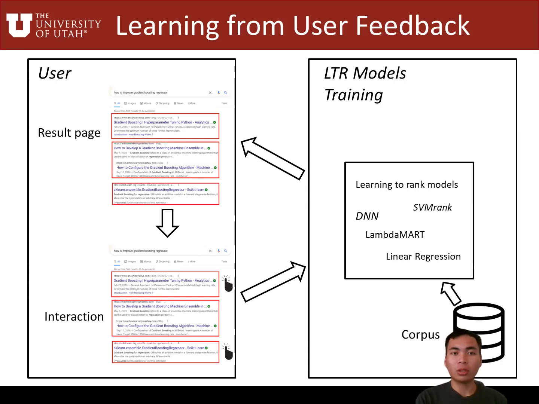Say the user wants to search something from a large document corpus, the learning to rank model will retrieve those documents and display them on the result page. The user will then click on the document that they deem to be most relevant and will collect the click log to improve our ranking model.